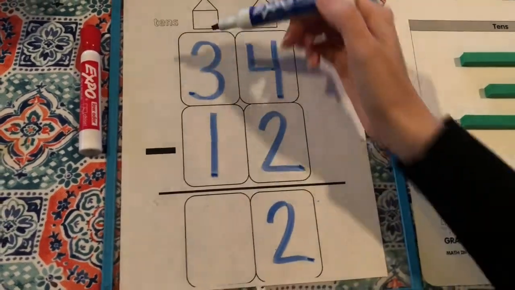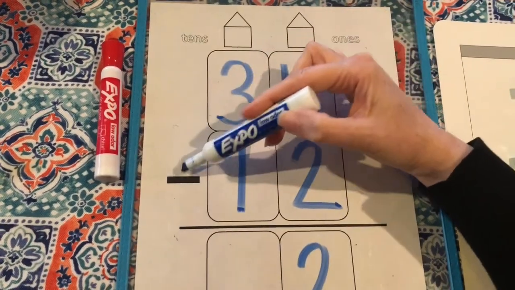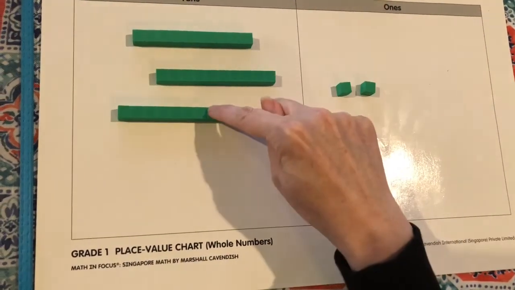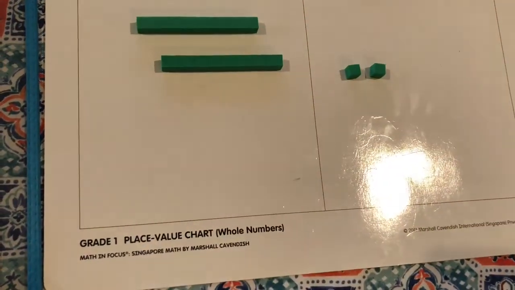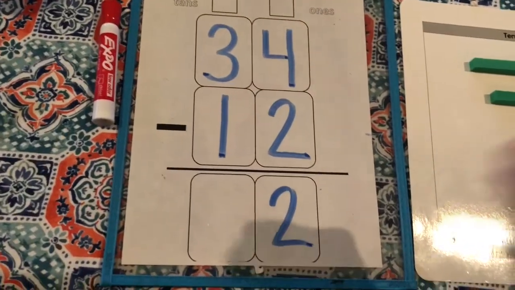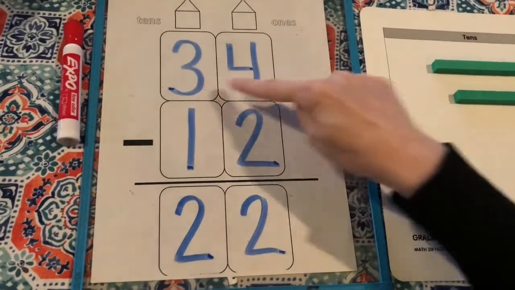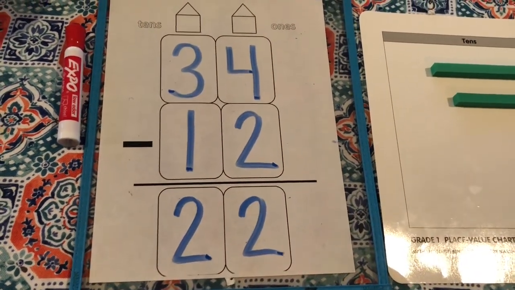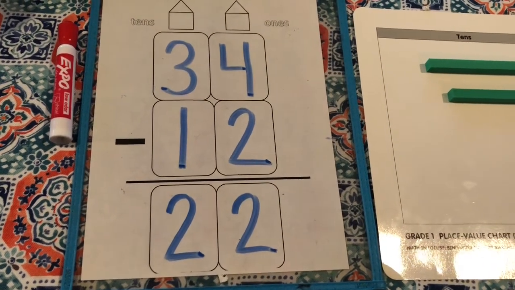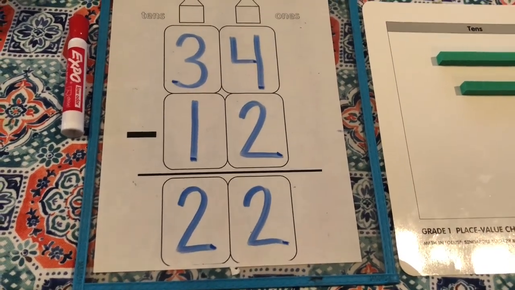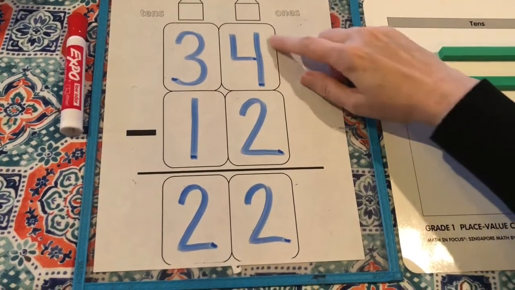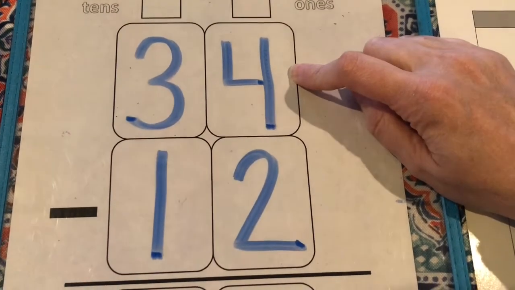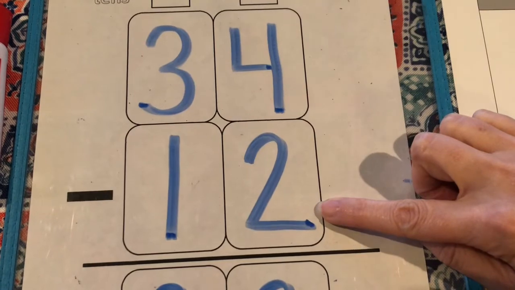Then we can jump over to our tens column and we can do 3 minus 1. If we look at our model, here we have 3 tens minus 1 ten. We're left with 2 tens. 3 minus 1 equals 2. So 34 minus 12 equals 22. Okay? We can do that kind of subtraction without any regrouping because the number at the top of our ones column, the 4, is greater than the 2 that we're taking away from it.